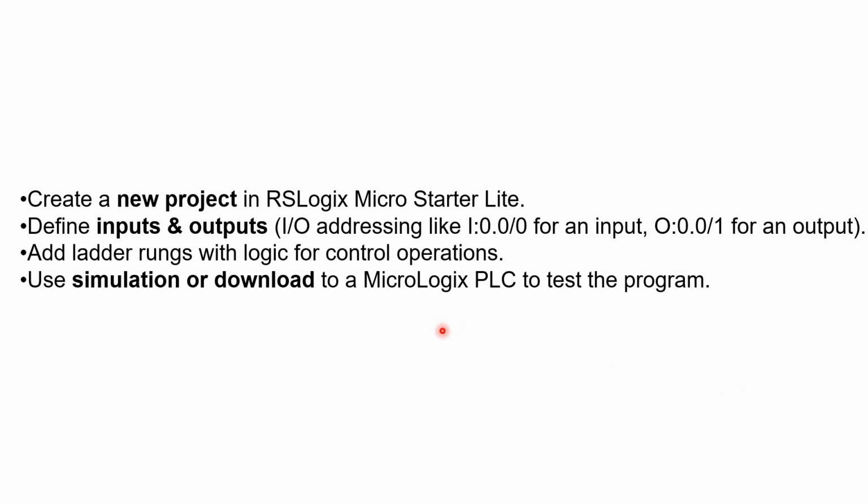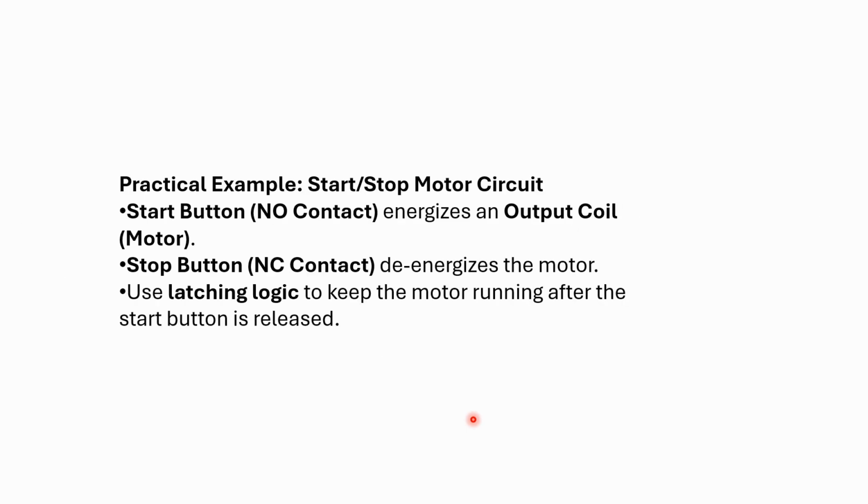All right, so what we're going to do in this video as we move along, we're going to create a new project in RSLogix Micro Starter Lite. We're going to define some inputs and outputs, some I/O addressing for an input and an output. We're going to add some ladder rungs with some logic for some control operations, and then we're going to simulate or download. We're going to be using the emulator and not an actual PLC for all of our testing.